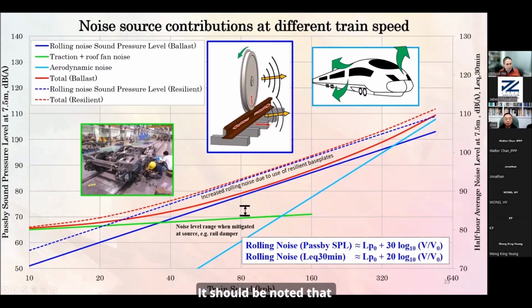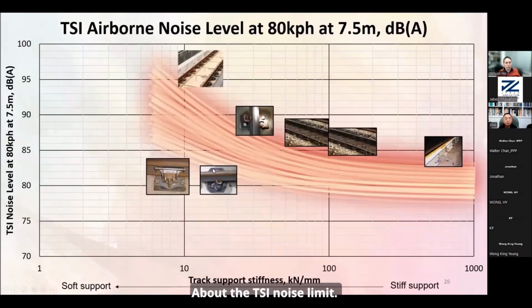It should be noted that the scales on the left side and the right side are different, because the right side is the average noise level over half an hour. Although the train travels faster and makes more noise, the traveling time is shorter. So these two axes become different. This was explained in the last webinar. Okay, then talking about the TSI noise limit.